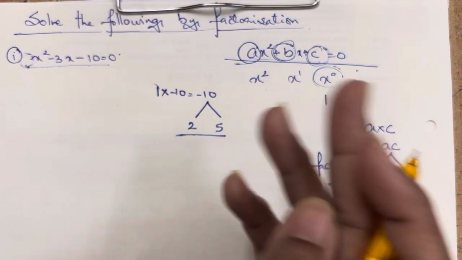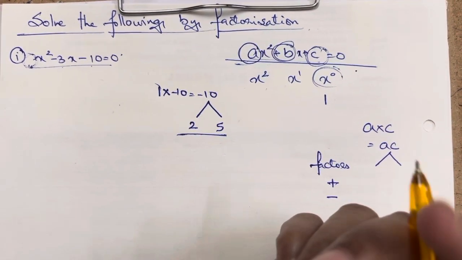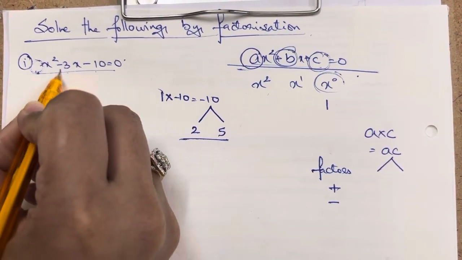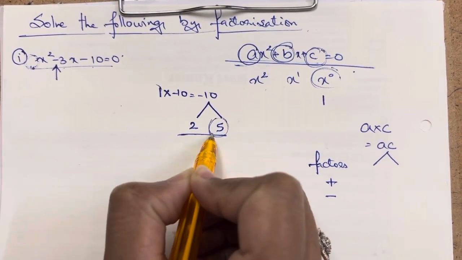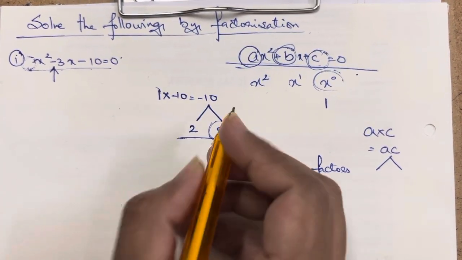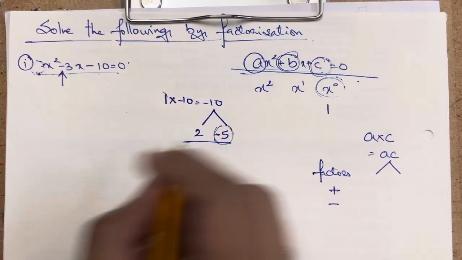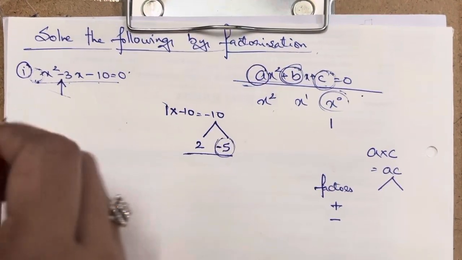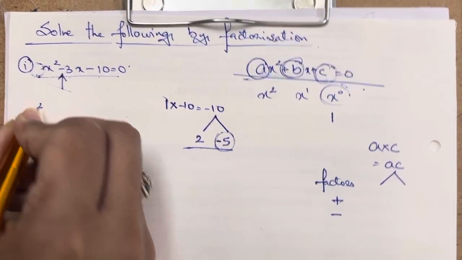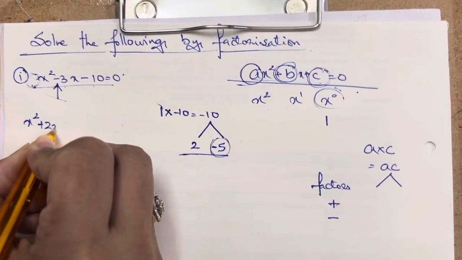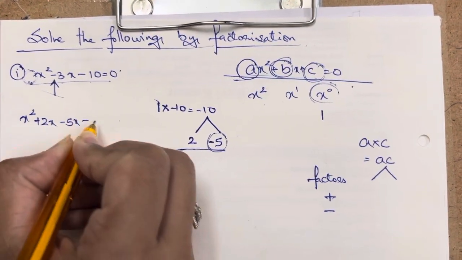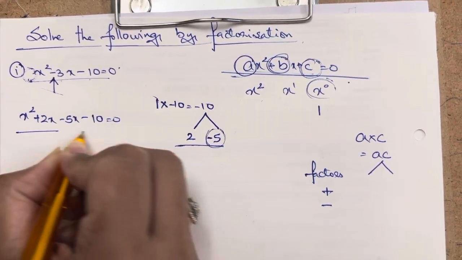Now how do I subtract it? What is the method? Here there is a minus sign. If b is negative, the big factor should be negative. Okay, the big factor should be negative. So let's apply that here. x squared plus 2x first of all, minus 5x minus 10 is equal to 0. Take the first two terms and the last two terms.